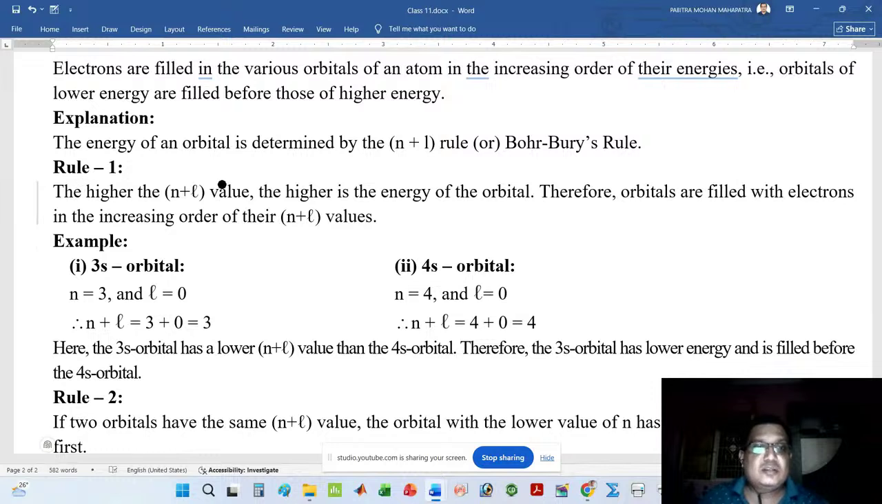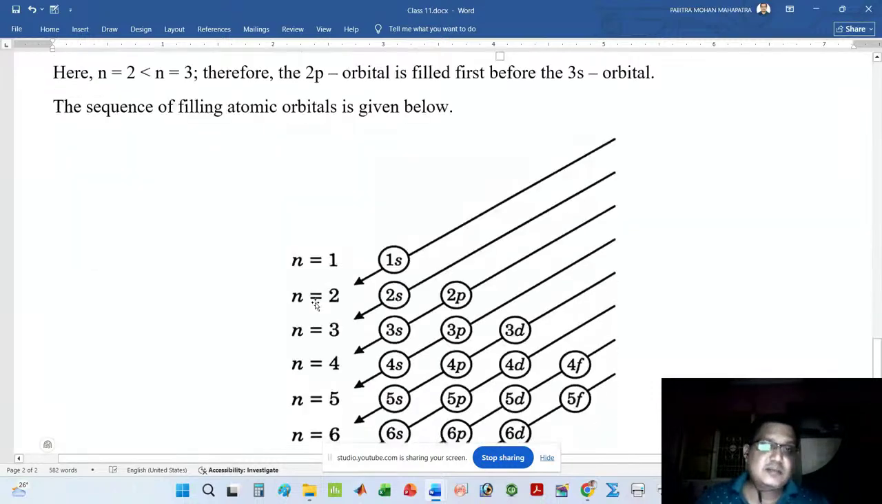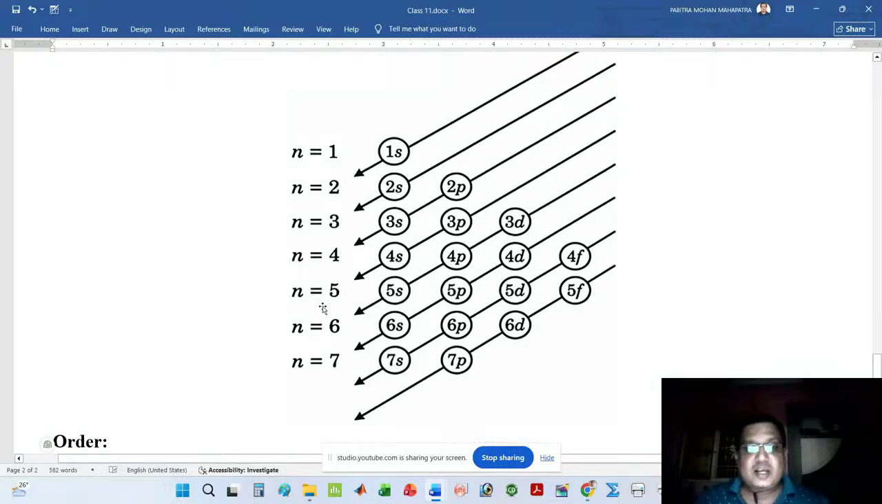According to rule one, the orbital having a higher n plus l value has higher energy and it will fill later. That means the orbital having a lower n plus l value has lower energy and it fills first. The second rule says that if two orbitals have the same n plus l value, then the orbital with a lower value of n has the lower energy. I gave examples. Then this is the important diagram.